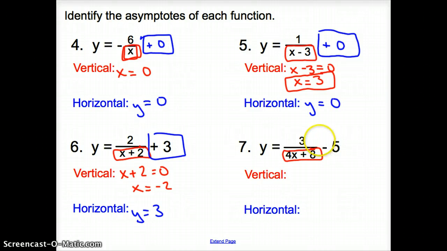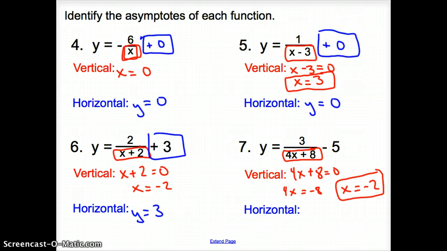And then finally for 7, we have to find our vertical asymptote, which is on the bottom of the fraction. Set it equal to 0. 4x plus 8 equals 0. Solve for x. So 4x equals negative 8. Divide by 4. So x equals negative 2 for my vertical asymptote. Now your horizontal asymptote. What is added or subtracted behind the fraction? Whatever is out here, not in here, is your horizontal. Your horizontal is y equals negative 5.